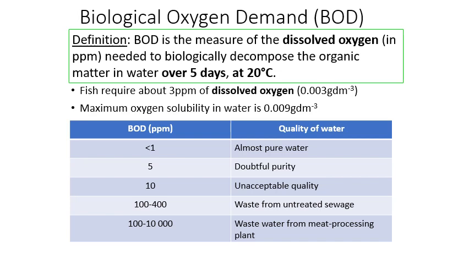Okay, if the BOD is 5, you've got some dodgy water. If it's 10, you probably wouldn't drink it. Okay, and if it's between 100 and 400 parts per million, it's probably waste from untreated sewage, and if it's massive like 10,000, it's probably wastewater from meat processing plants. Okay, because the oxygen is not being used and dissolved in the actual water.